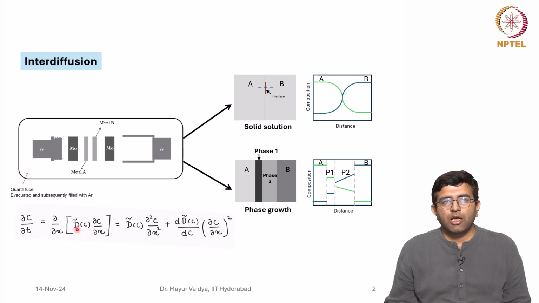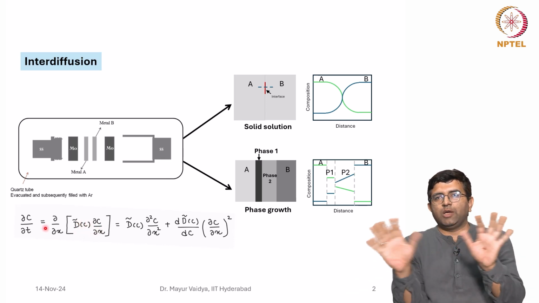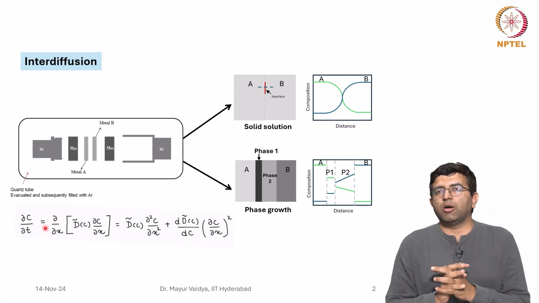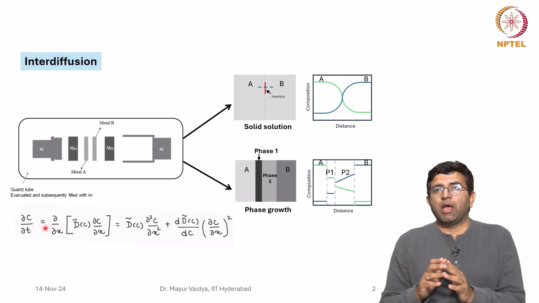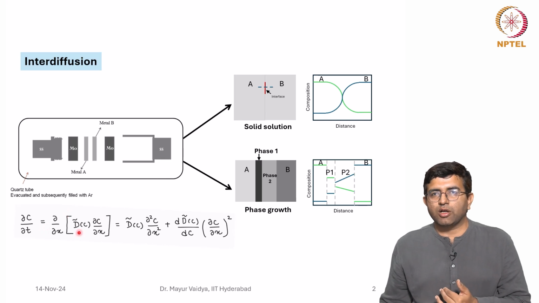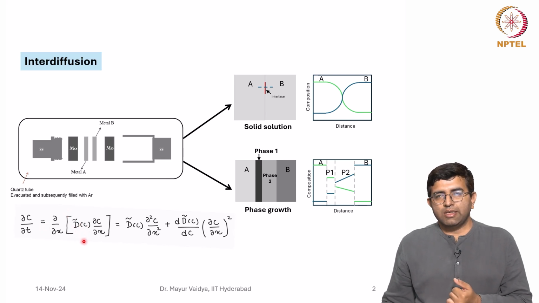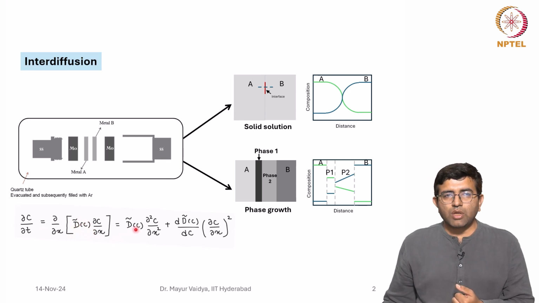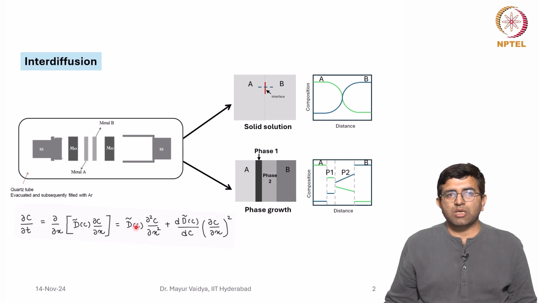So here you have D times ∂C/∂x. If the D is independent of concentration, you can take it out and the equation is simple, life is simple, the solutions are more straightforward. But the moment the D is not constant, the D is dependent on the concentration, then you cannot take this D out here, and therefore now the equation becomes something like this.